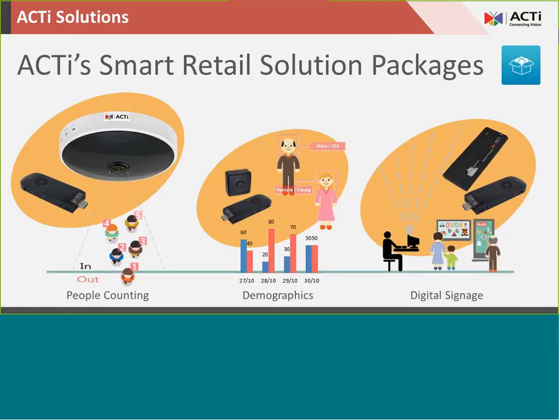We have already modularized all this data, because not every retail industry, for example a fashion industry, a supermarket or a convenience store, needs the same data. So we modularized them into people counting and demographics as the main requirement to suggest a customer. And then digital signage, of course, which is very popular right now in the whole world. So these are the three packages that we're mainly promoting now.